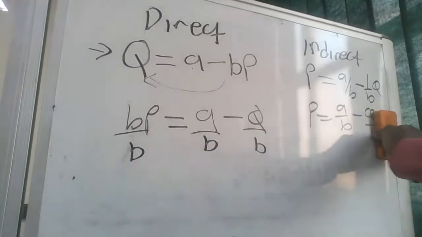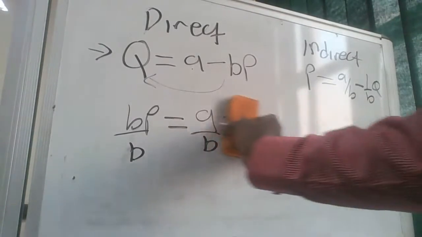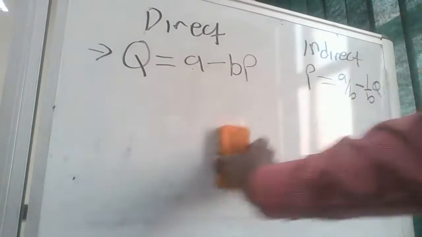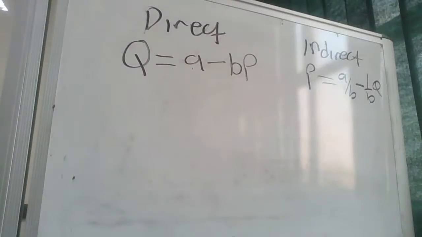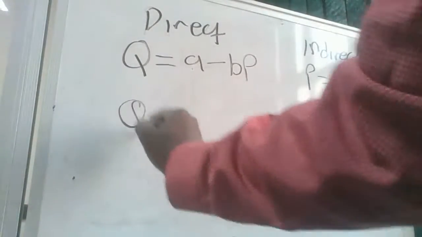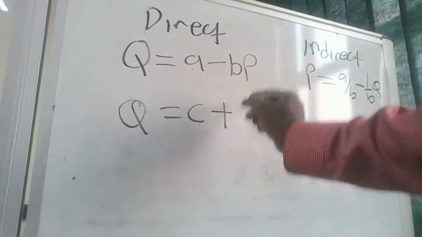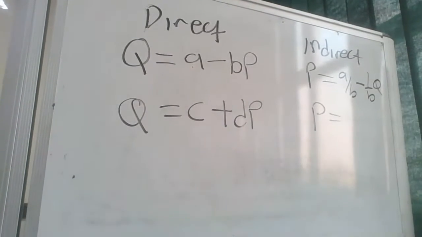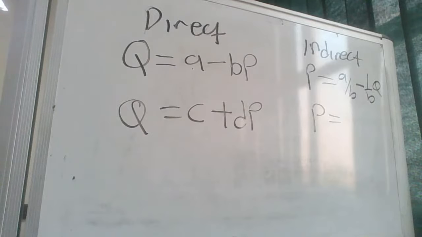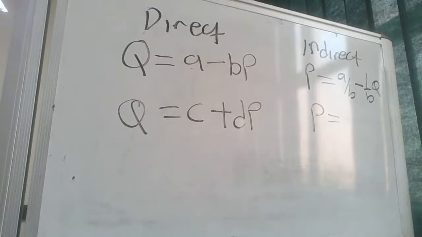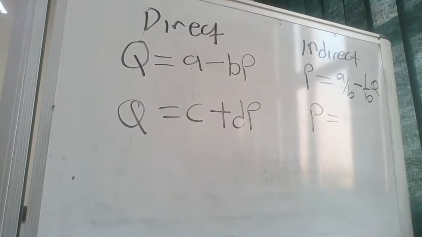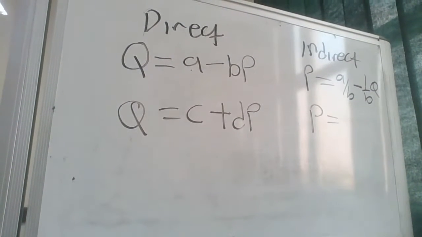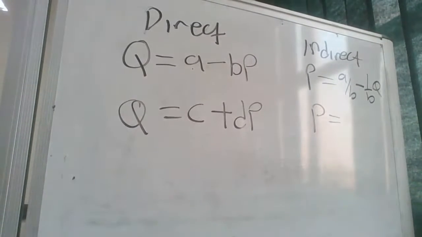So this is the inverse for the demand, and this is the direct for the demand. Then we have the supply. So supply Q is equal to C plus dP. What will be the inverse supply function? What is the inverse supply function? If you make P subject of the formula, what will this be?